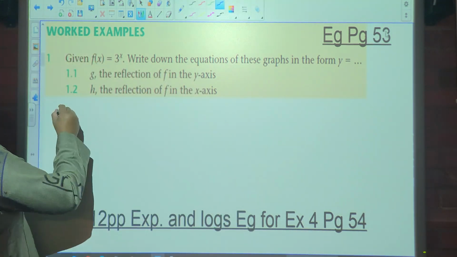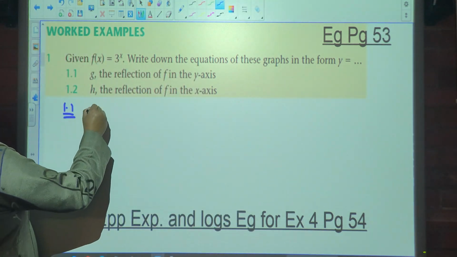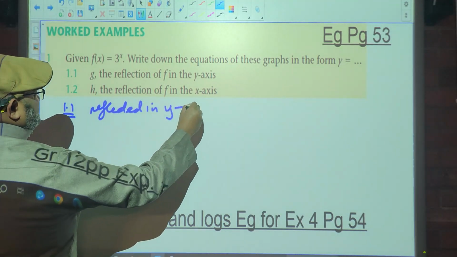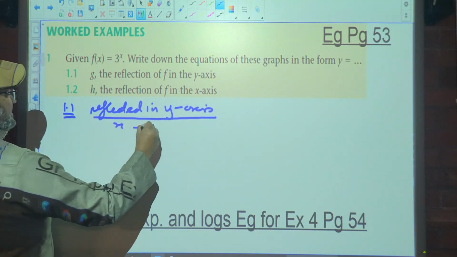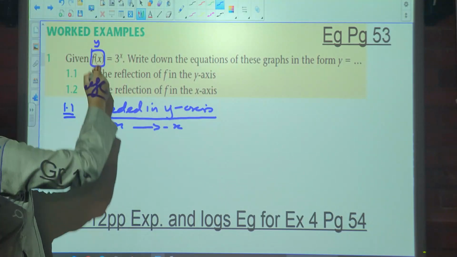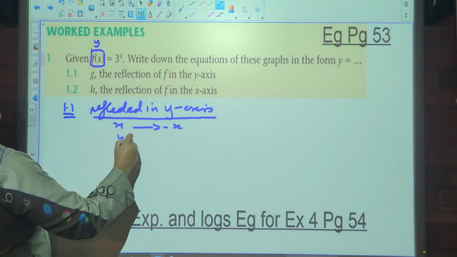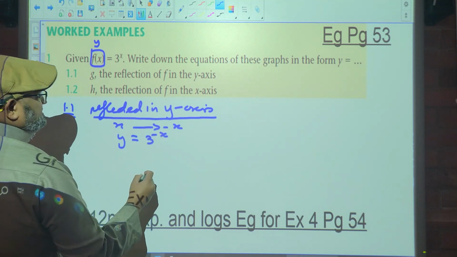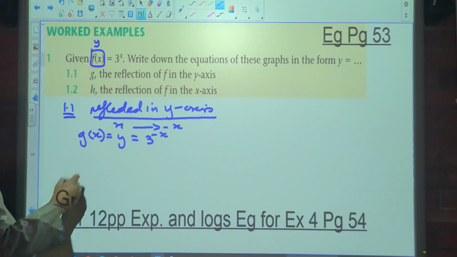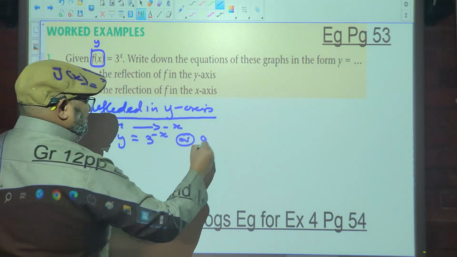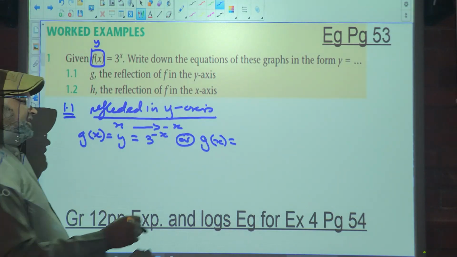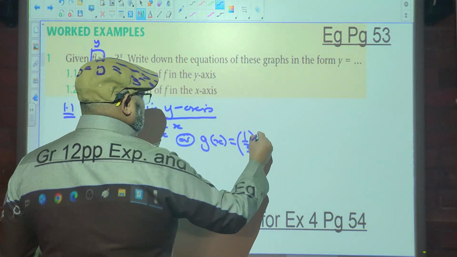So the first question is reflection in the y-axis. People, what is the rule if something is reflected in the y-axis? x becomes negative. So this is your y, not so? So we now say y is equal to 3 to the minus x. And this is the equation of g of x. Or you can say g of x is equal to 1 over 3 raised to the x.